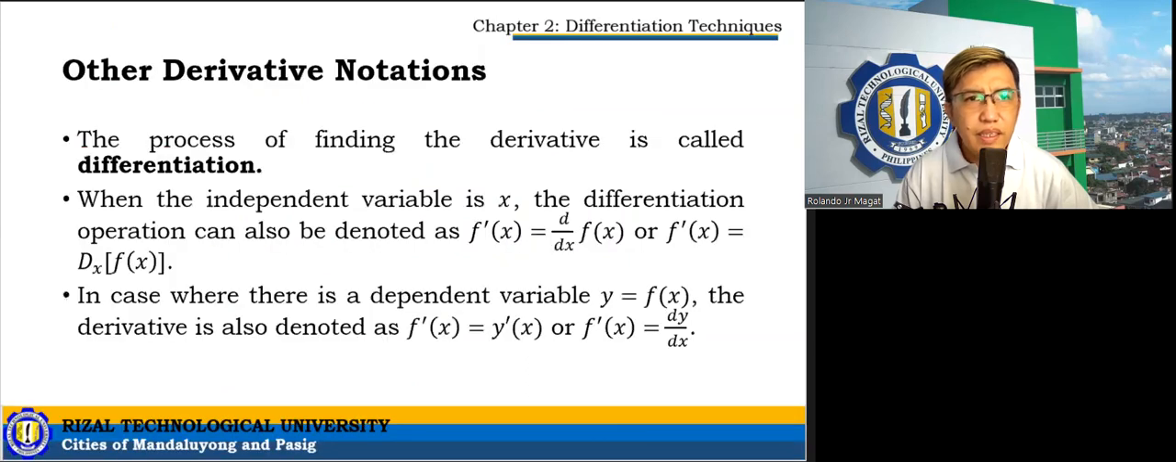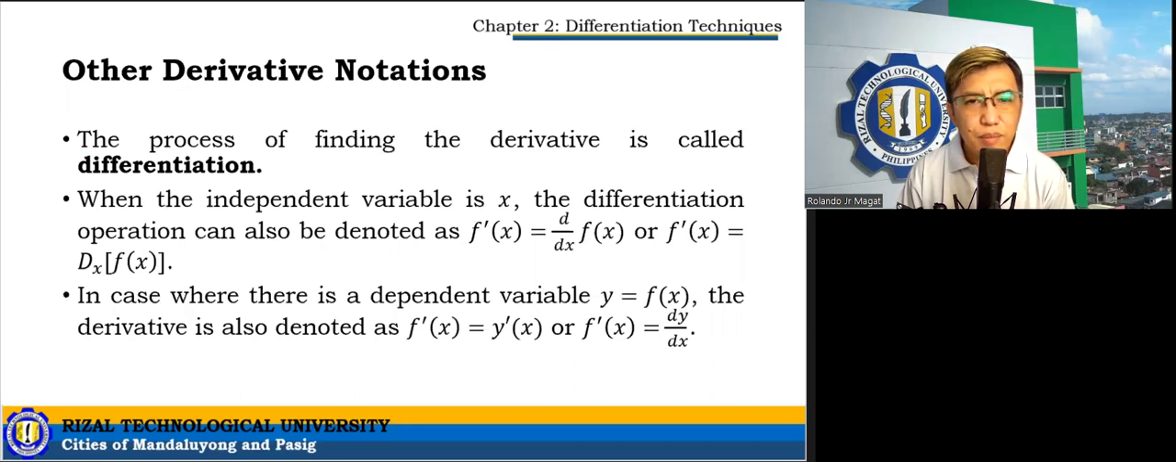Okay, let's have the other derivative notations. The process of finding the derivative is called differentiation. Okay? And I would like you to be familiar with the different notations because we will be using them, and so that you will not be ignorant whenever you encounter them in other books, okay? Or as you go to higher mathematics.